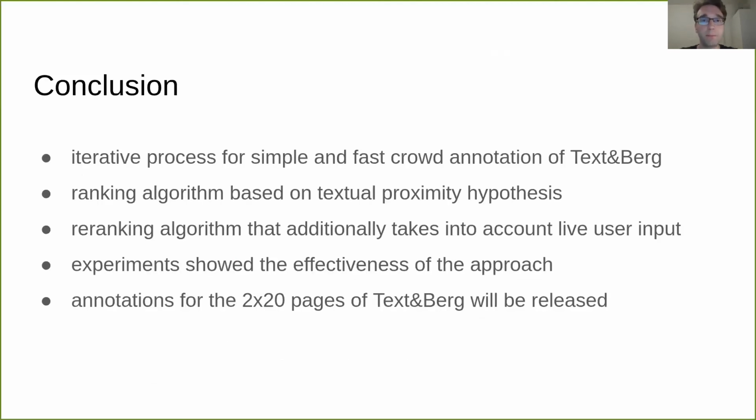Now, in conclusion, we presented an iterative process for simple and fast crowd annotation, or more accurately, in this context, geocoding of the text and belt corpus. Since the annotation process is much faster if the correct candidate is already ranked first and suggested, we want to present the user with as many correct first place rankings as possible. For that, we propose a ranking and a re-ranking algorithm. And the ranking algorithm is based on the textual proximity hypothesis, and the re-ranking algorithm additionally takes into account live user input. For the evaluation, we annotated 20 pages of 2 yearbooks, and we saw that this approach is quite effective.